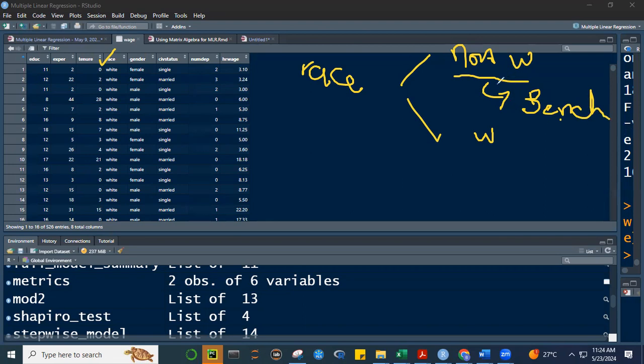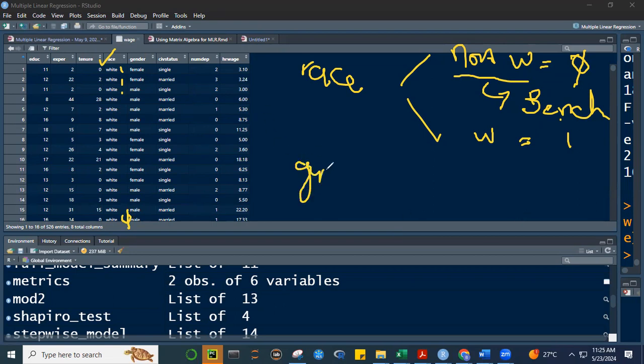What happens when it's benchmarked? It is given a value equal to 0. Okay, and white will be given the value 1. So what happens is that this becomes 1, 1, 1, 1, and all the non-whites will become 0. All the non-whites. Same thing here.